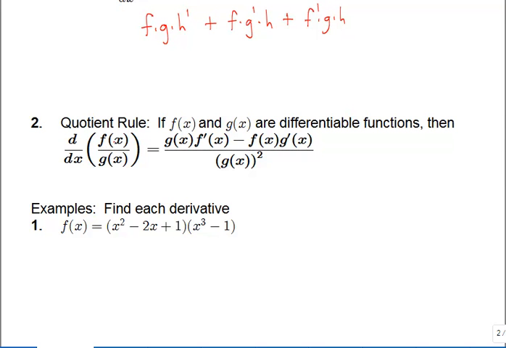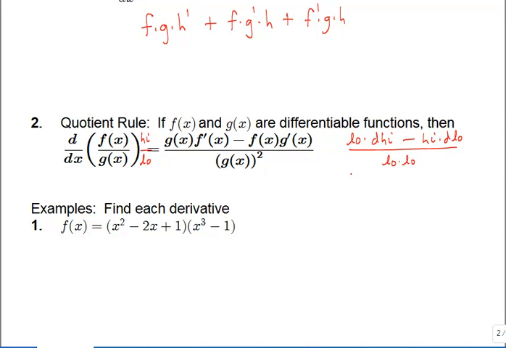If you have your function f on top, I'm going to think of that as my high function because it's on the top, it's above. And I'm going to think of my function g that's on the bottom as low. So I have my high and my low. So according to this derivative for the quotient rule, you would take your low function g times the derivative of the high function, so d high, minus the high function f times the derivative of the low function g, so d low, over the low function squared, or low times low.